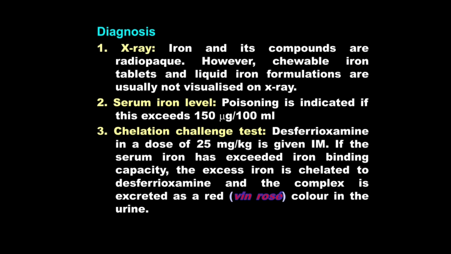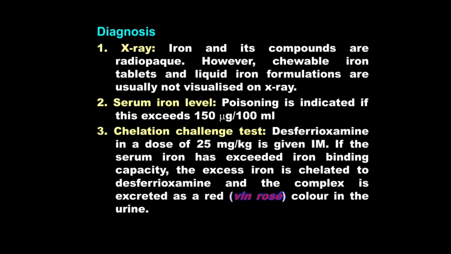Serum iron level is important to estimate. Poisoning is indicated if this exceeds 150 microgram per 100 ml. And if possible, you can do what is called a chelation challenge test to confirm. The antidote for iron, as we shall see a little while from now, is desferrioxamine, and this is actually given in the chelation challenge test in a dose of 25 milligram per kg intramuscularly.